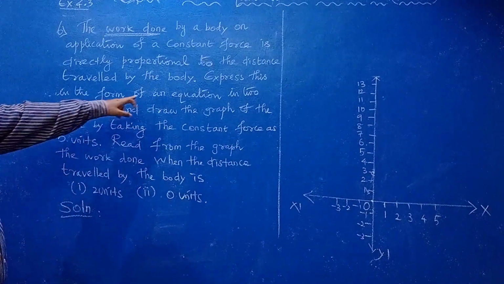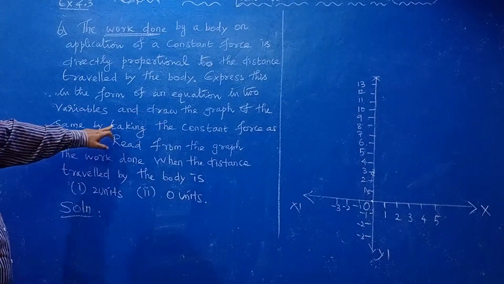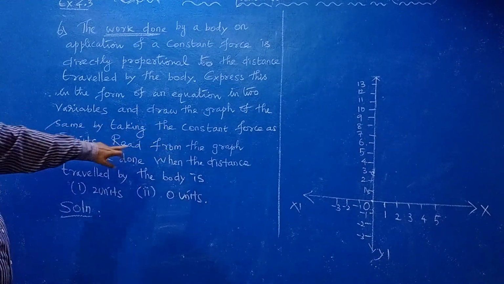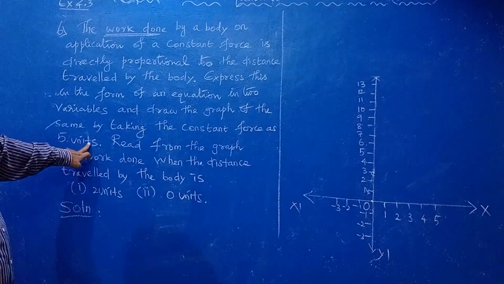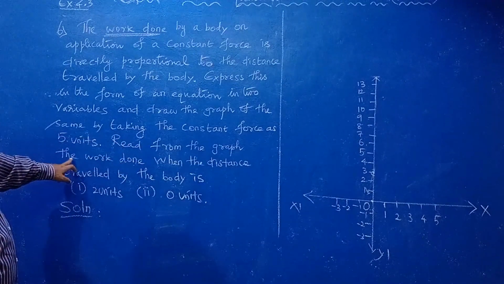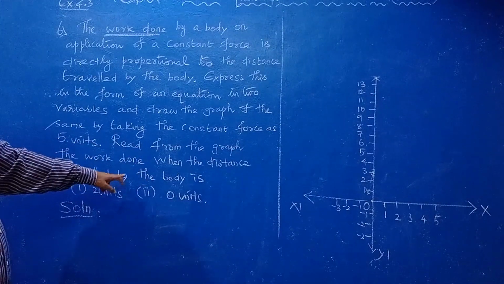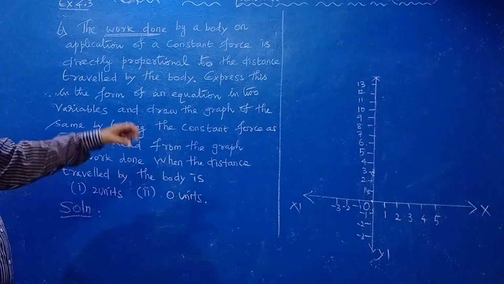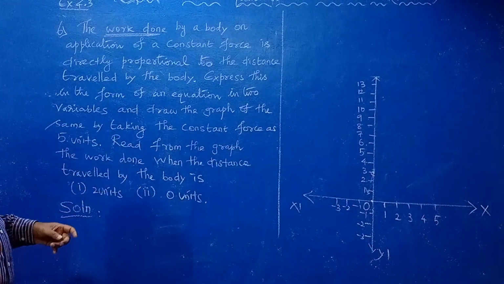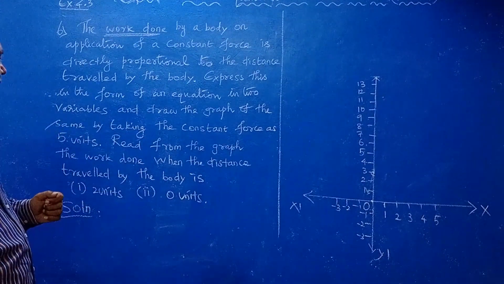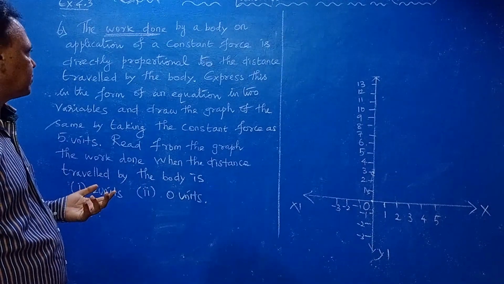Express this in the form of an equation in two variables and draw the graph of the same by taking the constant force as 5 units. Then read from the graph the work done when the distance traveled by the body is 2 units, and 0 units. You have to find it from the graph. Anyhow, we have to frame the equation first.